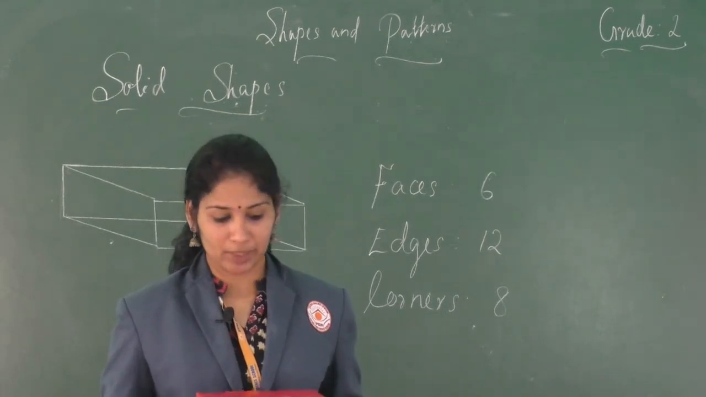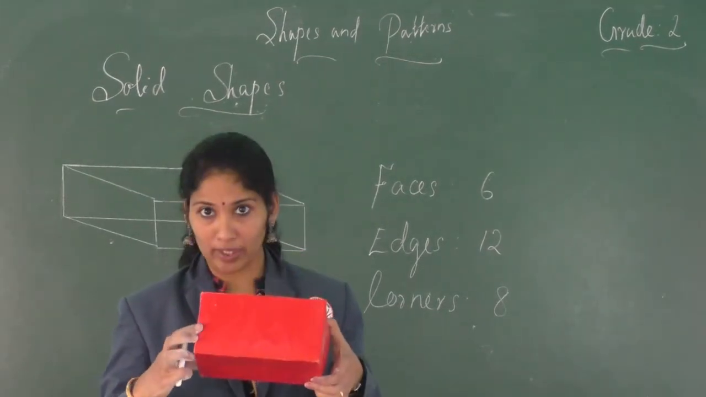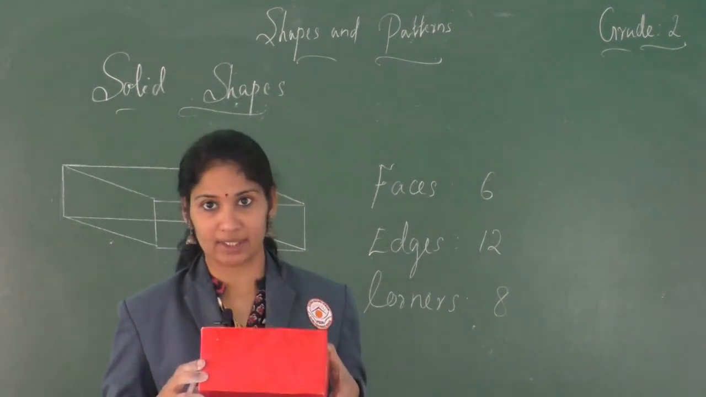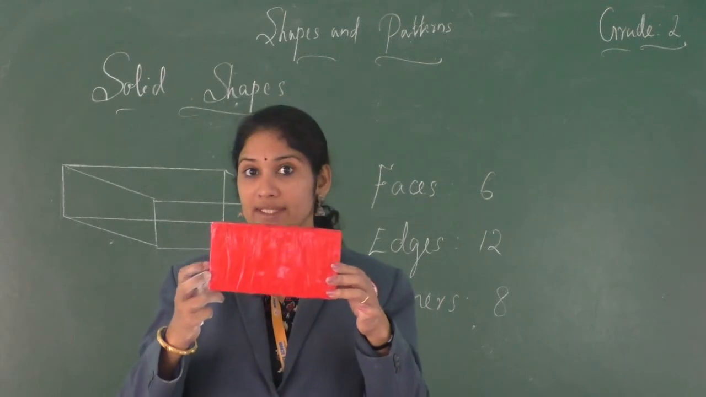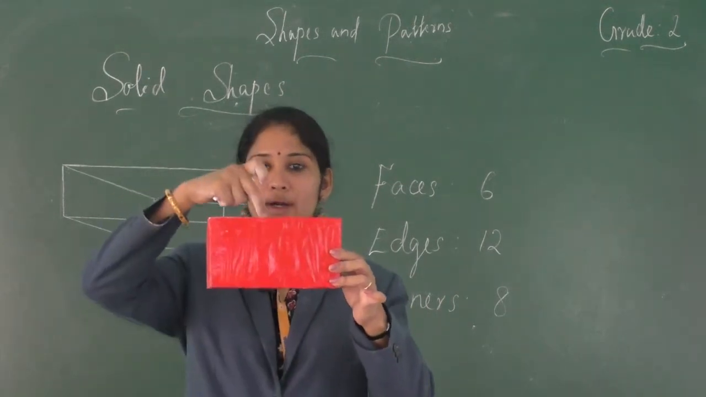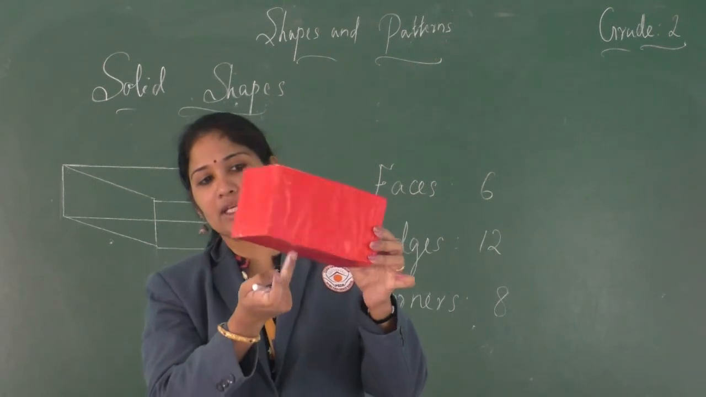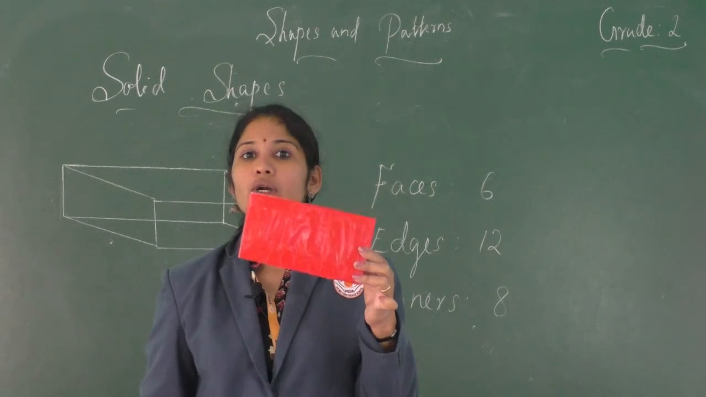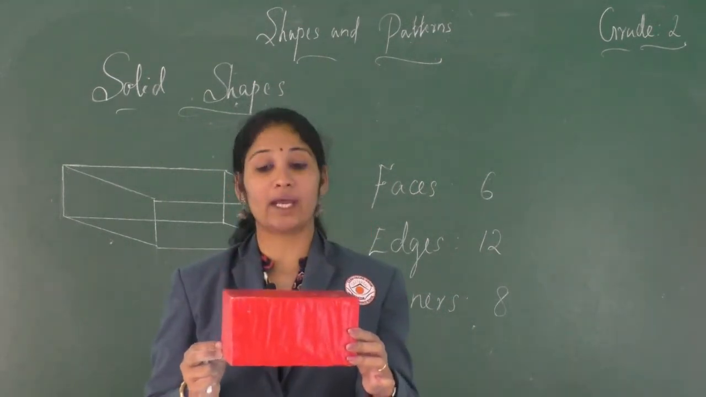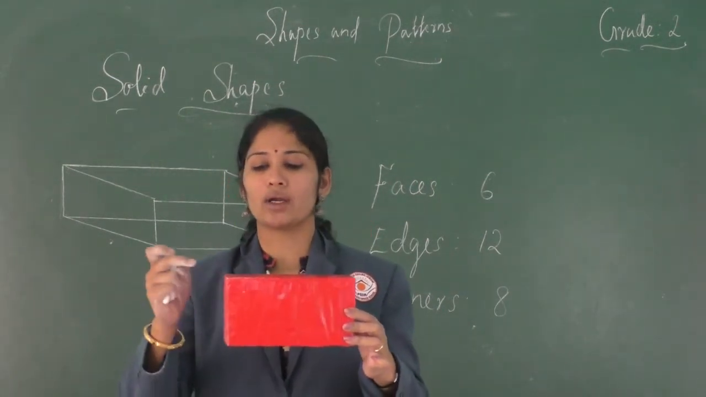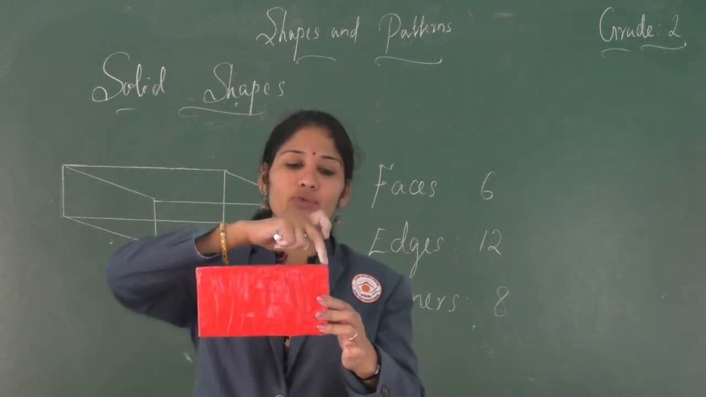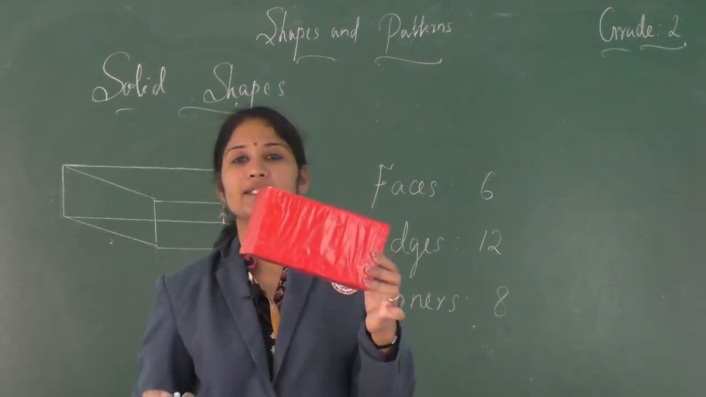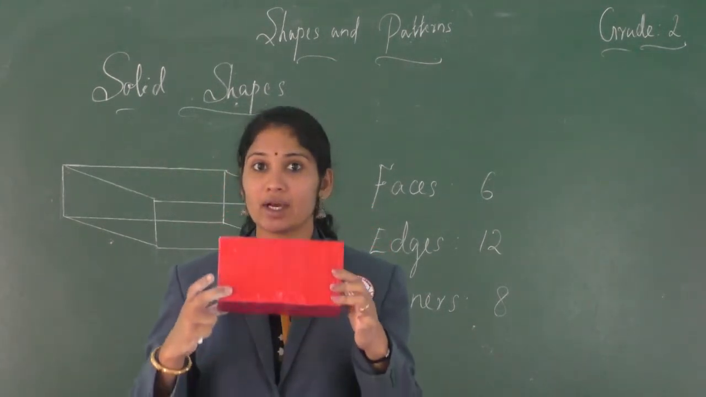Children, we'll take another shape. It's a cuboid. Cuboid is a three-dimensional representation of rectangle. So, how many faces are there in cuboid? 1, 2, 3, 4, 5, 6. Cuboid has got 6 faces. And how many corners? 1, 2, 3, 4, 5, 6, 7, 8. Cuboid has got 8 corners.